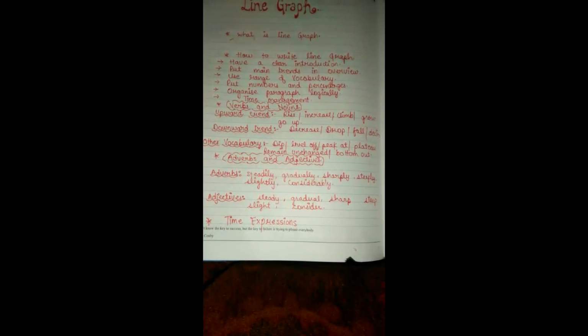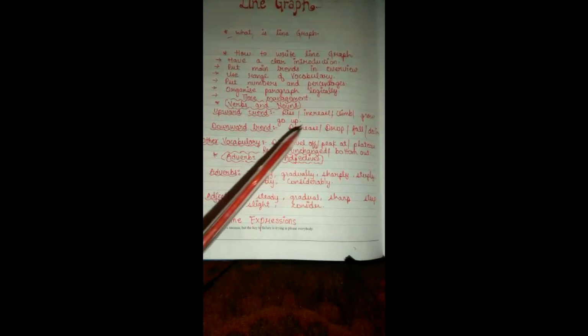There is some other vocabulary that can be helpful in Task 1 for a line graph: dip, level off, peak at, plateau, remain unchanged, bottom out. And you can also use hit a high of, hit a low of, reach a peak of, remain stable, remain steady, fluctuate. You can use such kinds of words as verbs and nouns.